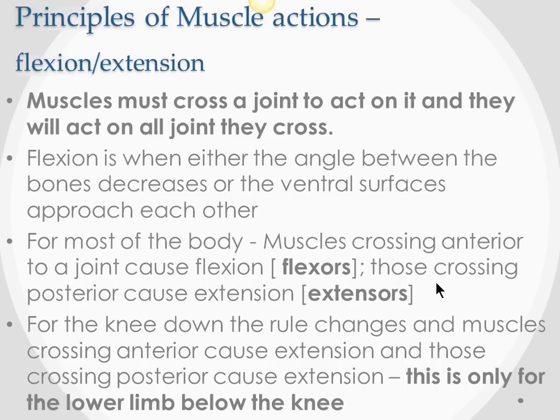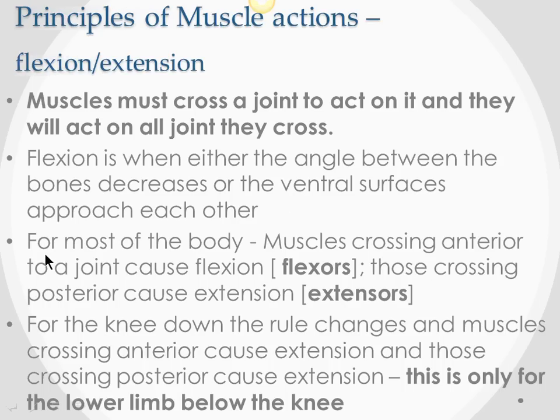And in the case of the elbow joint, for example, the biceps crosses in front of the elbow joint, but it doesn't have flexor in its name, but you know the biceps causes flexion. The triceps crosses behind the elbow joint, so it causes extension, okay?